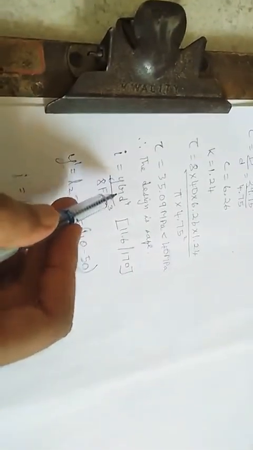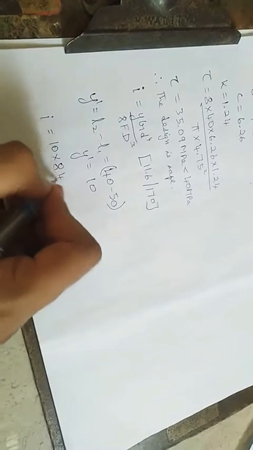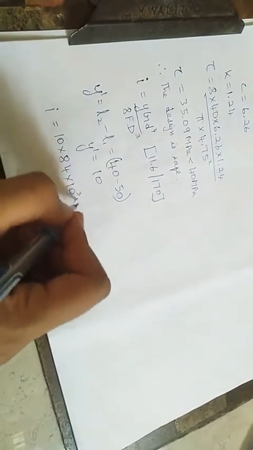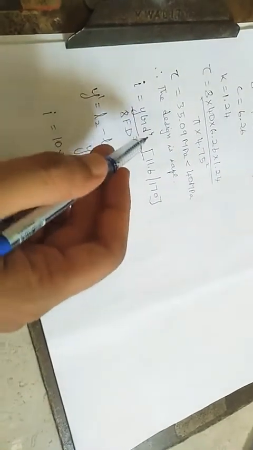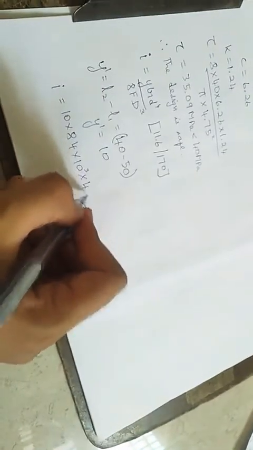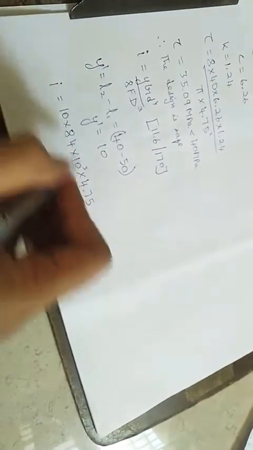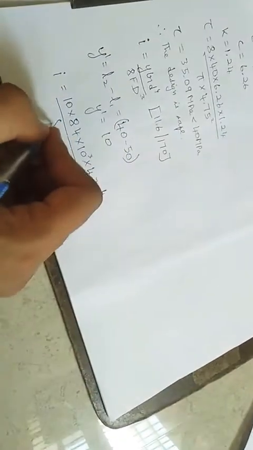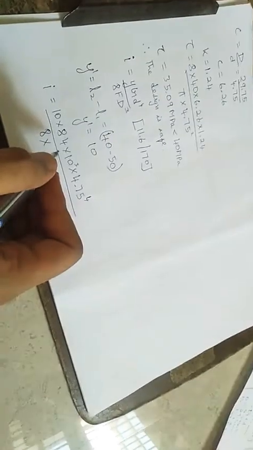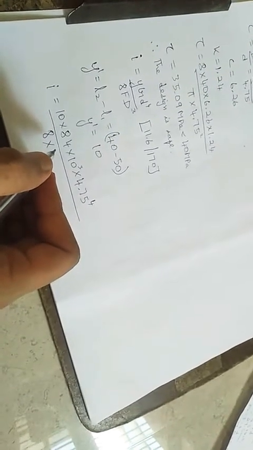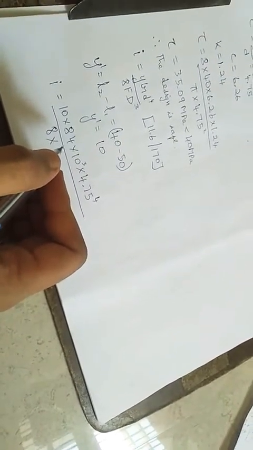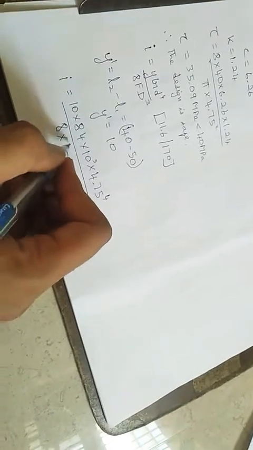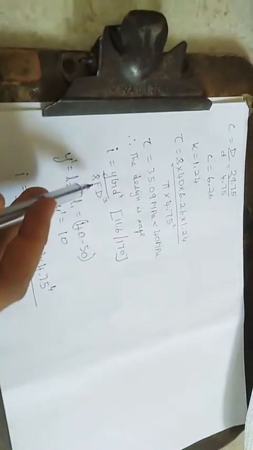So the value of G given is 84 GPa. For 84 I'll take 10 power 3, and the value of D we have found out is 4.75 power 4, divided by 8 f D cube, 8 into f. For f we'll consider the difference of both the forces, F2 minus F1. Here to find the value of f, we'll consider F2 minus F1.